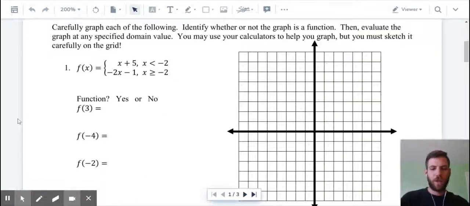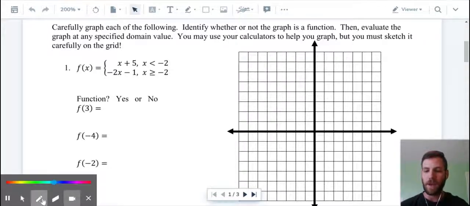We're now going to move on to the most important part of this video, and that is going to be evaluating and graphing piecewise functions. And along the way, we'll see if each of these piecewise functions are functions or if they are not. So in this first example, we have a function where part 1 is x plus 5 when x is less than negative 2, and negative 2x minus 1 is the function when x is greater than or equal to negative 2. So mainly what we want to do first is try to think about how we would evaluate these.